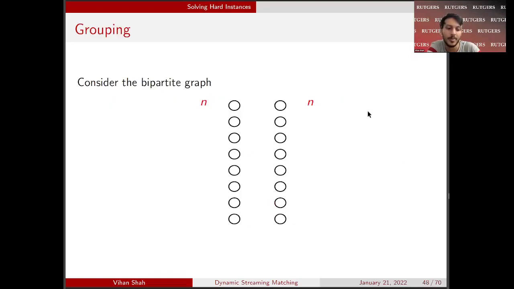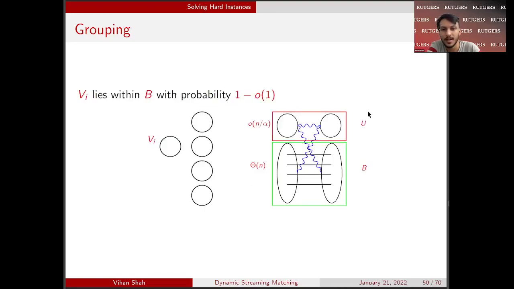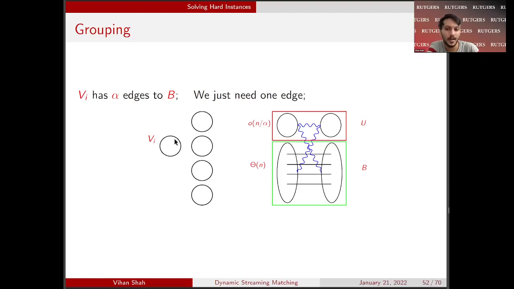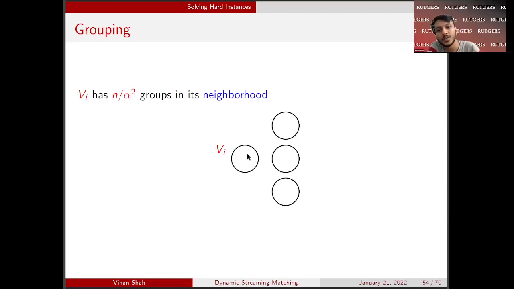So you consider the bipartite graph again, and you group both sides this time randomly. Then looking at any group, with high enough probability, it lies completely within B. So now we focus on one such group. Again, we know that for this group we have alpha edges going to B, but we just need one edge. So we will subsample again, and this time for every group, we consider 1 over alpha fraction of the groups on the right and call it its neighborhood. So for any group Vi in particular, it has n over alpha square groups in its neighborhood.